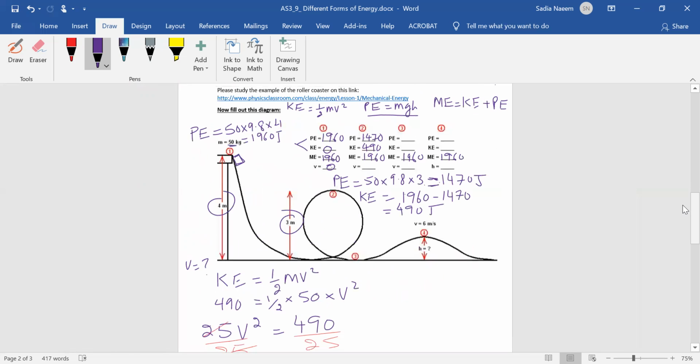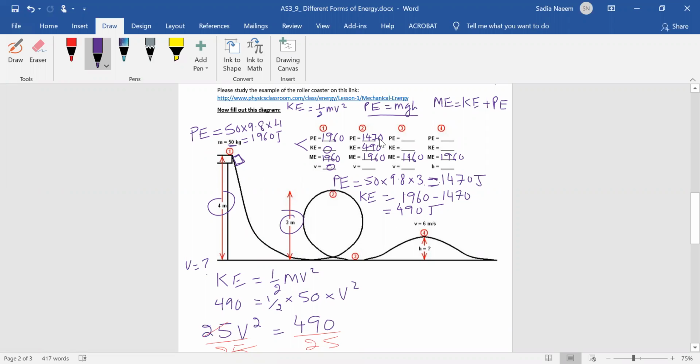One other thing I didn't mention was, see the potential energy at position 2. There's another way you can find it. Potential energy is proportional to height, right? The height doesn't appear as a square or anything. This is at 3 meters, this is at 4. At 3 meters, it's going to be 3/4 of the original potential energy. So if you just took 3/4 of 1,960, you would get the potential energy of 1,470.